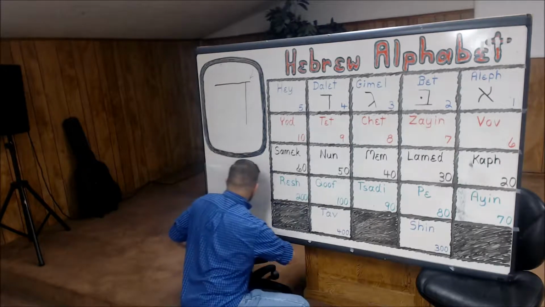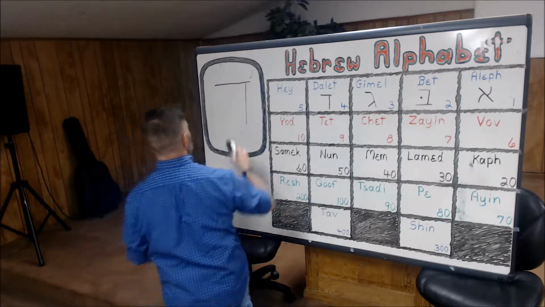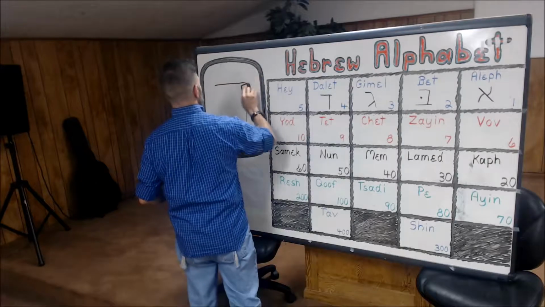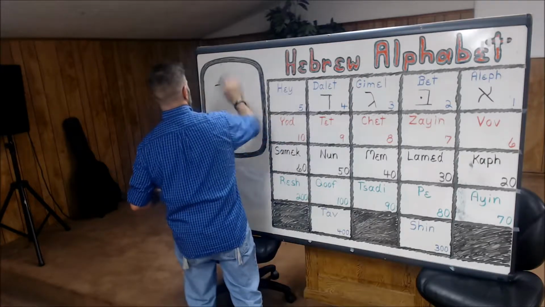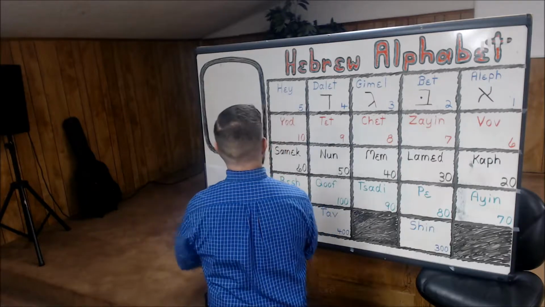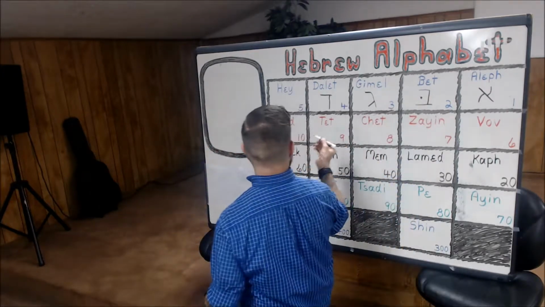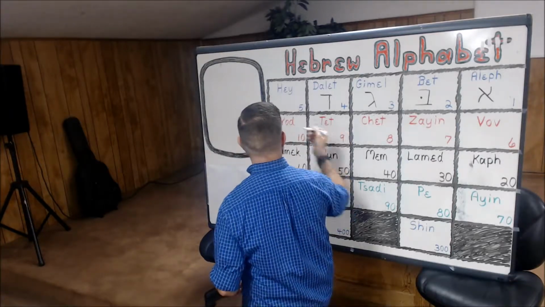Okay, everybody ready? Okay. Fourth letter of the Hebrew alphabet. Dalet. Numerical value? 4. Okay. Fifth letter of Hebrew alphabet. Hey. Numerical value? 5.